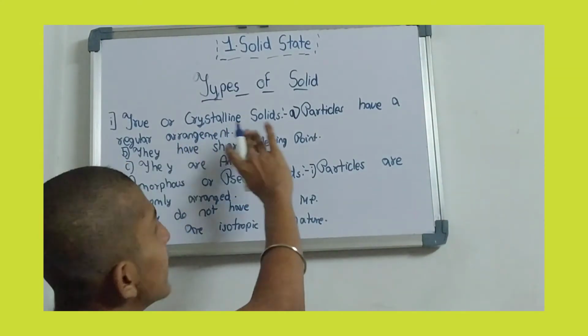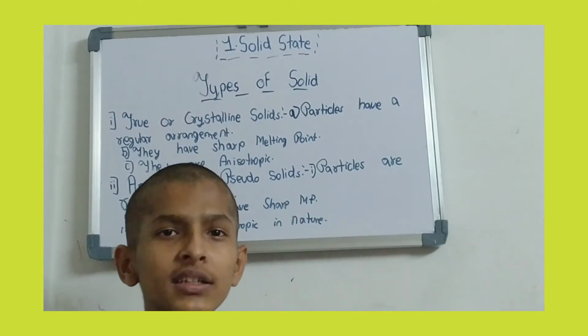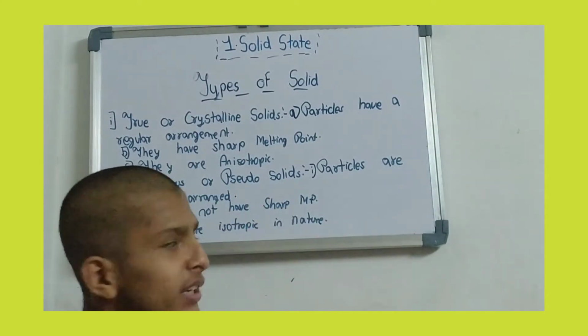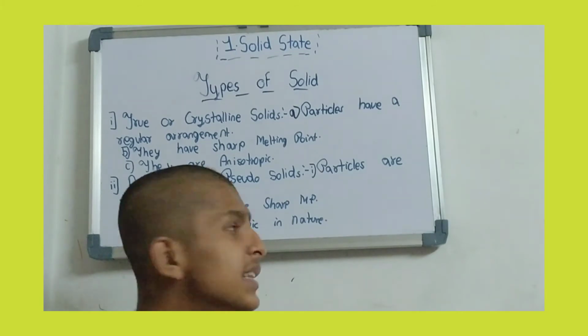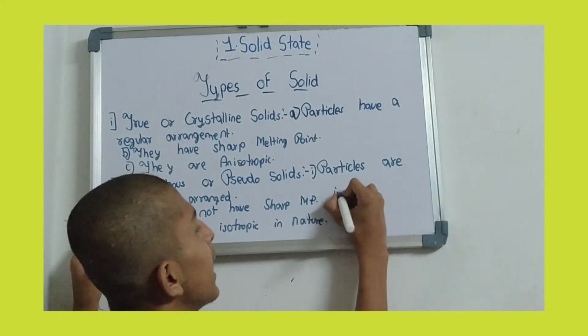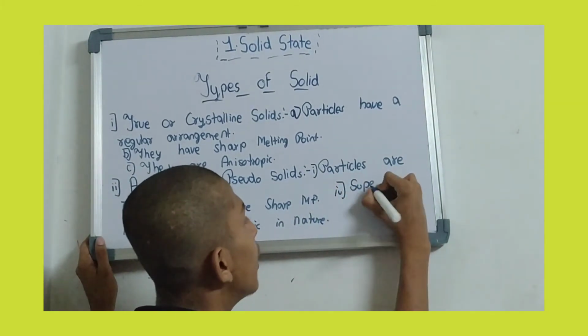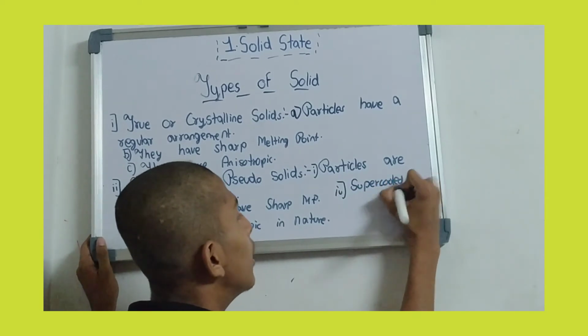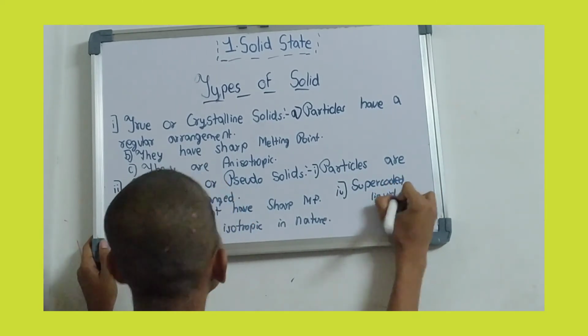The true or crystalline solids are, for example, sodium salt. They are the true solids. And what are the amorphous or pseudo solids? Glass, plastic, rubber. Basically they are super cooled liquids.